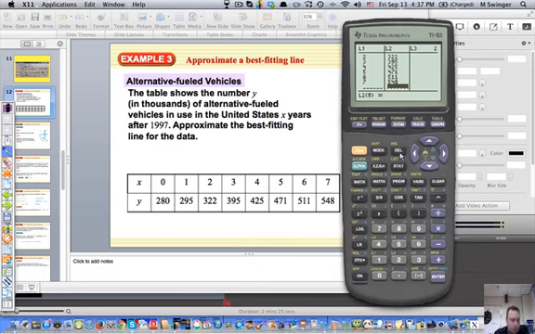Okay, now here's what we do next. We want to hit stat again. Write that down. Stat again. What you want to do is calculate something. So we scroll over to calc. Right here. Now we want to calculate one of these things. Here's what you want to write down. Linear regression, which means best fit line. So linear regression means best fit line.